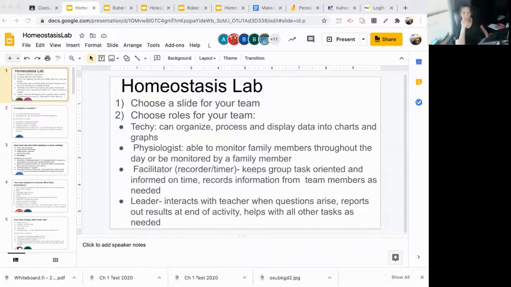I'll come back to her, Rain. Katie? Heart rate? Heart rate with what? So you're going to monitor heart rate in response to what thing? Lost her. Okay, back to Rain.